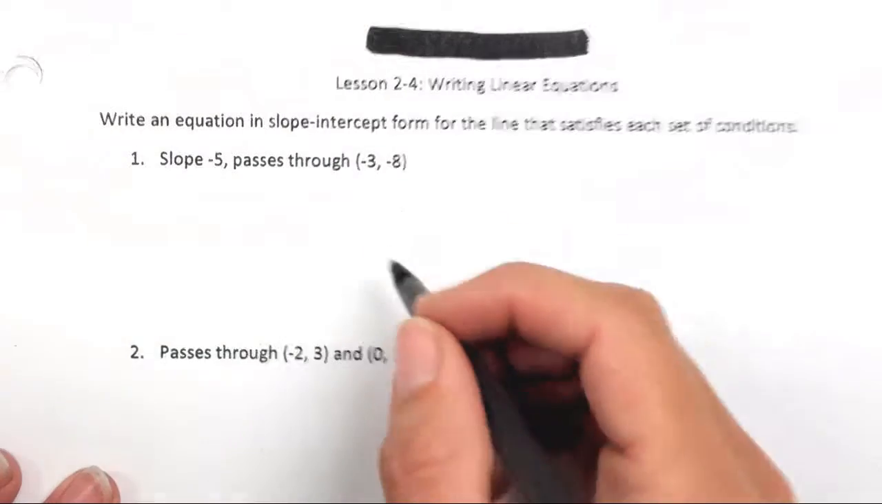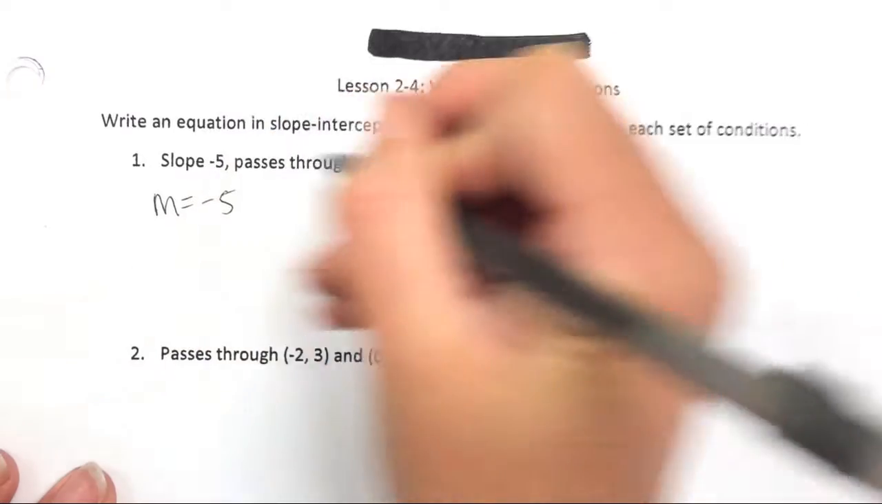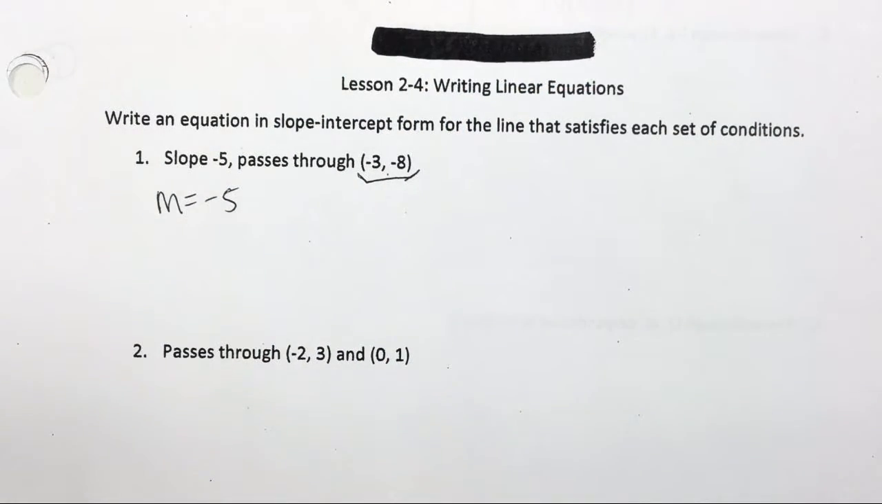They don't give us the y-intercept. They give us the slope. How do we know that this is not the y-intercept? What's not 0? X. X has to be 0 to be a y-intercept, right? So we have the slope, we just don't have the y-intercept. But we can use slope-intercept form to find it.